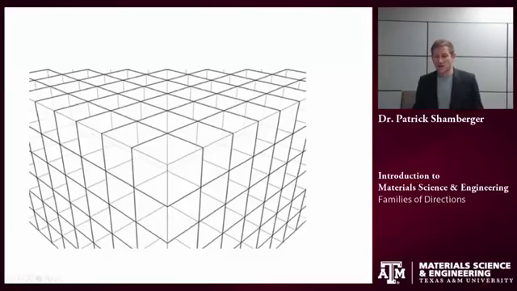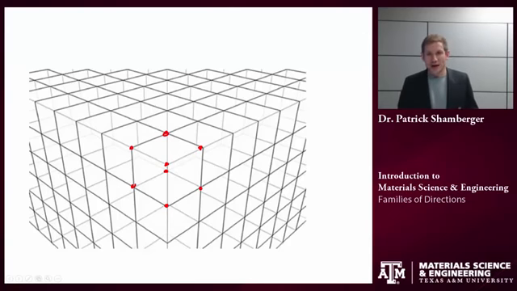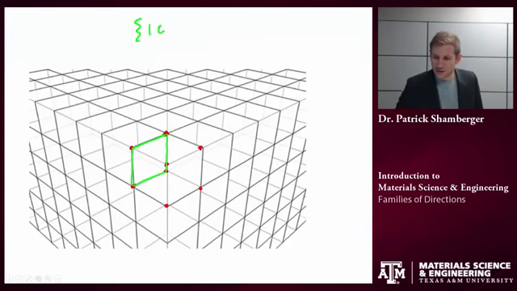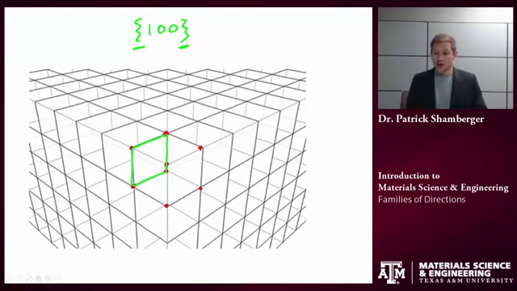Now, the same exact thing is true for families of planes. For example, if we think about a simple cubic lattice, that's a lattice that has a lattice point at the corner of each cube. The closest packed planes, the planes with the highest atomic density in this lattice, are the 1, 0, 0 family of planes. When I'm talking about a family of planes, I denote it with the squiggly brackets. Again, there's a number of different planes that are totally equivalent.